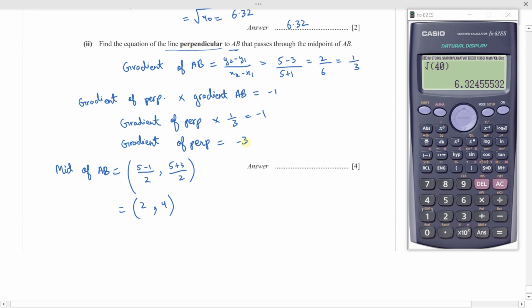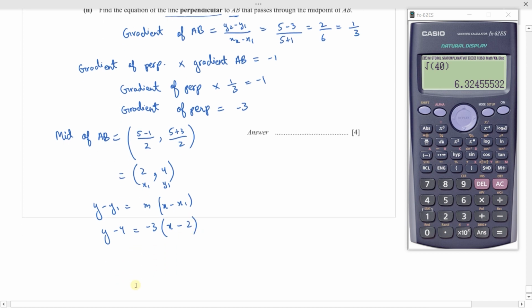And we also know the gradient. So the equation of this will be y minus y1 equals gradient m into x minus x1. This is the point I can use for my equation. This could be x1, this could be y1. So for the perpendicular, the equation will be y minus 4 equals gradient -3 into x minus x1, which is 2. So let's simplify this. I will get y minus 4 equals minus 3x plus 6.